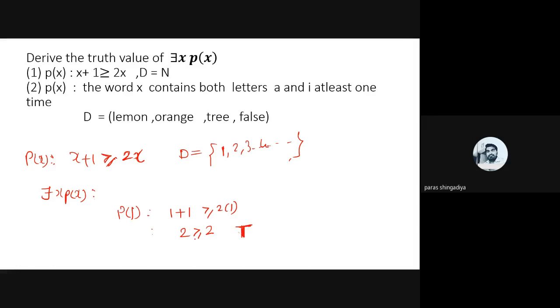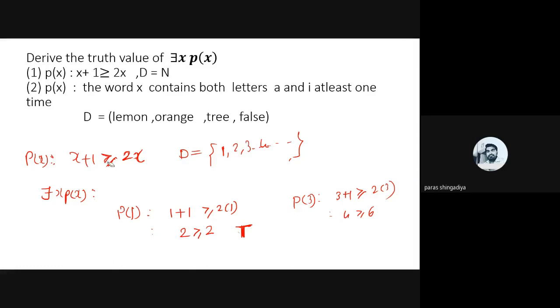Why is it true? Because here equality is given between these both values. So therefore it is the correct one. And if you consider another value, let us take 3. So for P of 3, it will become 3 plus 1 greater than or equal to 2 into 3, and that will be 4 greater than or equal to 6. That is incorrect. At P of 3, this form will be incorrect. But for 1, we can check this output is a correct one.